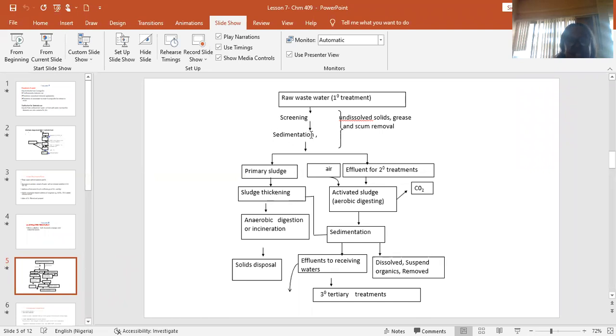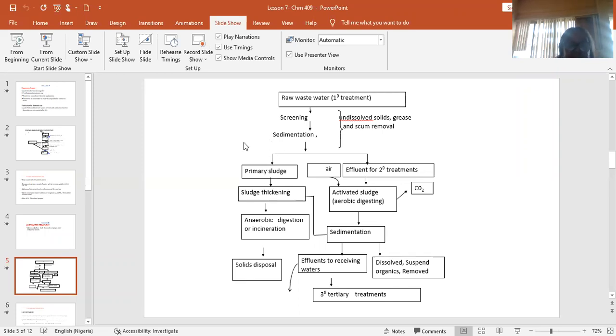Sedimentation is just allowing the particles to fall under gravity. You know that the particles will fall under gravity and cleaned water will be at the top. So that's sedimentation. So you have screening. The next stage is sedimentation. And then from this sedimentation, we have what we call primary sludge.